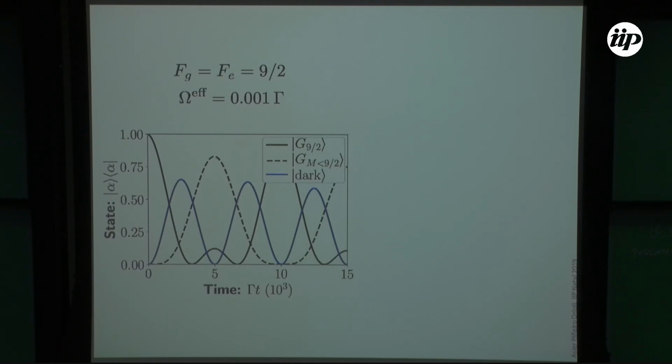Also, this is a bit of an extreme case. This is perhaps not the one you would be starting with. So there are simpler dark states to excite. This was just perhaps one of the hardest ones. Any other questions?